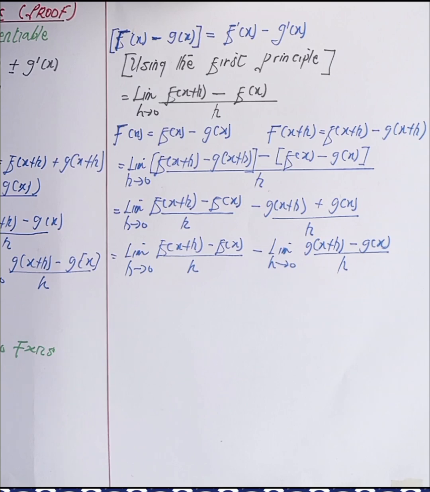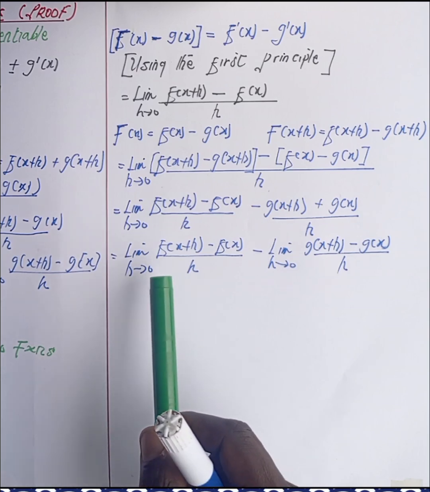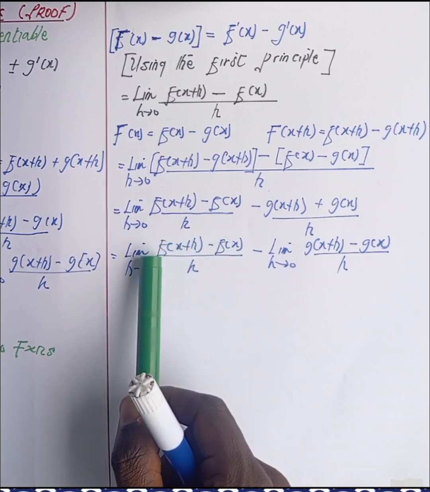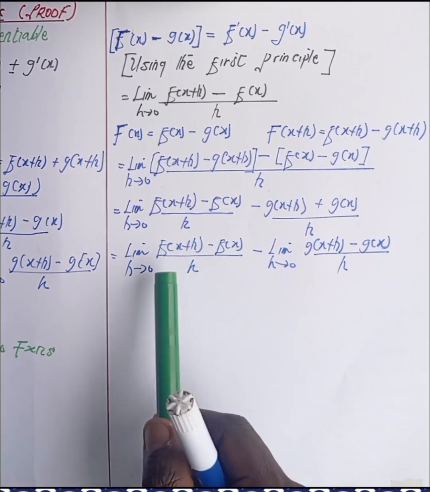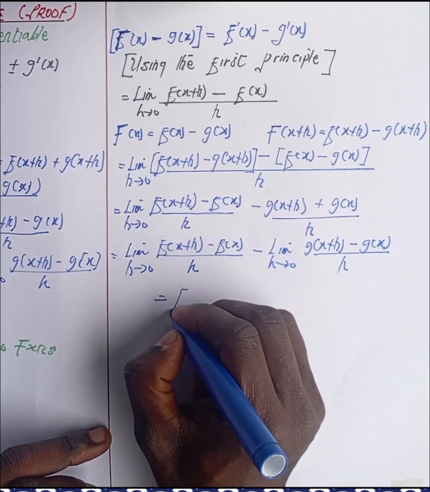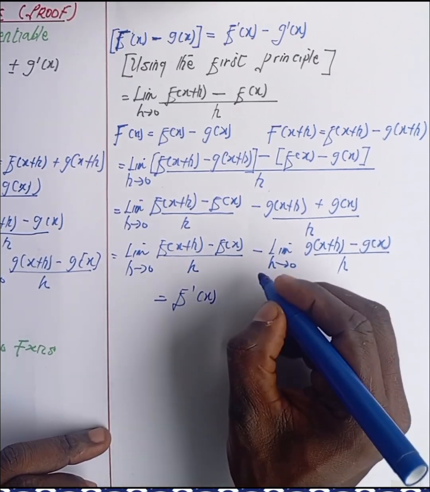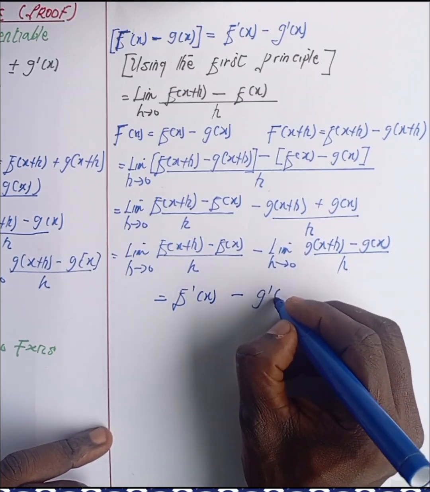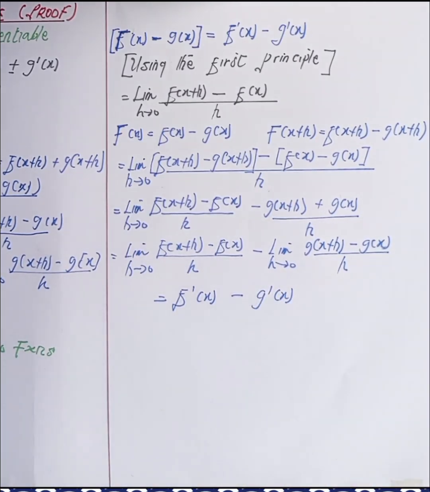Now what can you observe? We can observe that this is the first principle of the first derivative of the function f. So we can write it as f prime at x. We have the minus here, and this is also going to give us g prime at x, and this is the derivative of the difference of two functions.